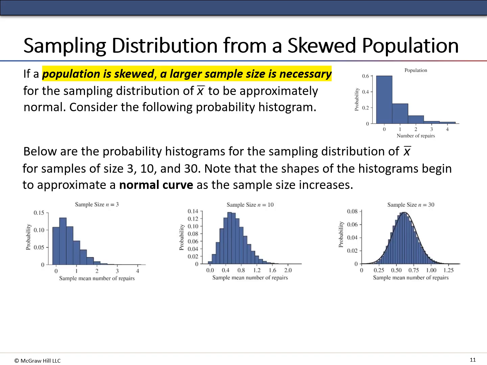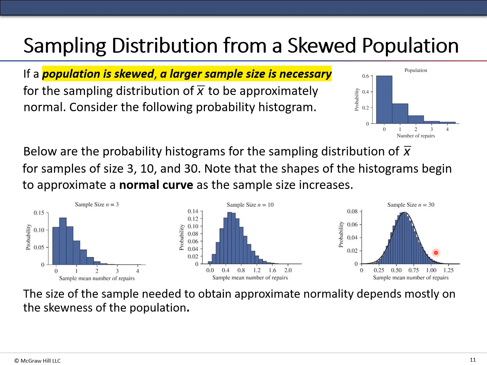And when we look below, we can see the probability histograms for the sampling distribution of x bar for samples of size 3. At sample size 3, we're still skewed to the right. When we get to sample size 10, we're much more normal looking, but still with a small skew to the right. But this would be relatively normal. And then when we get to sample size 30, it's almost perfect. There's a little bit of overage on the left and a little bit of undercounting on the right, but in general, that's an approximate normal curve.